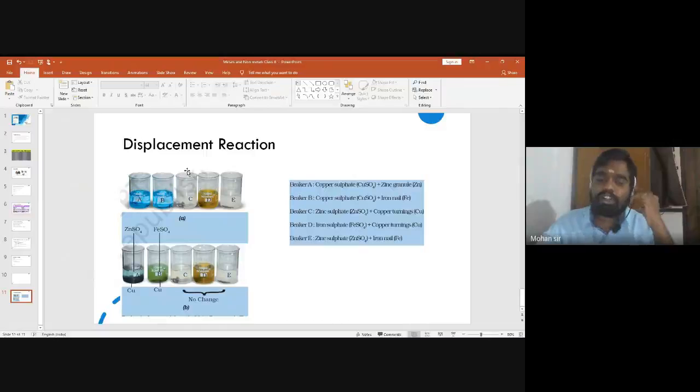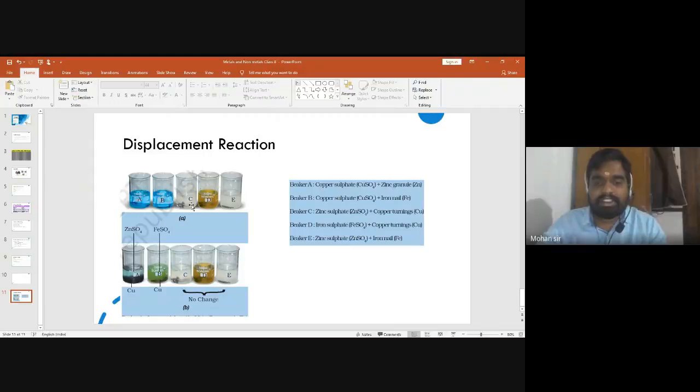But if you have not done it, once the physical classrooms start, I will definitely try to show you the things. Or one fine day I will make videos with all my experimental setup and record it for you guys. So for now, what I have done here is we have taken 5 beakers labeled as A, B, C, D, and E.